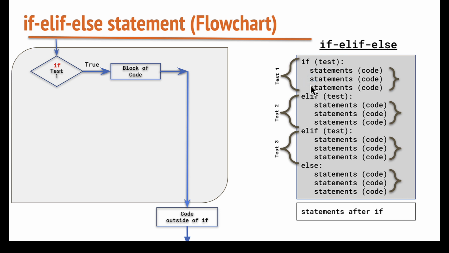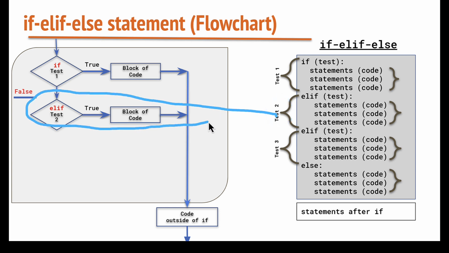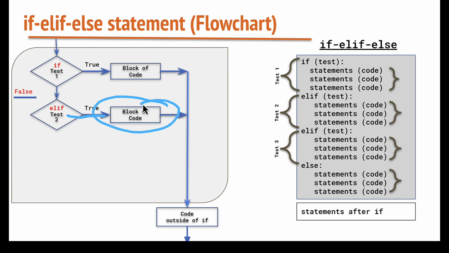But if this statement is false, then we go on to our second test. Here we're utilizing an elif statement to do a test, and once again we have a colon at the end and everything is indented. So this particular test follows along with this particular code. If this evaluates to be true, the block of code is executed, then it drops out and continues on with the rest of the program.